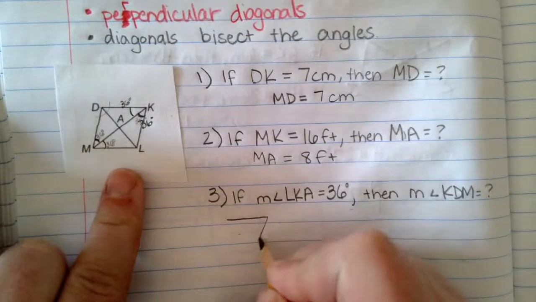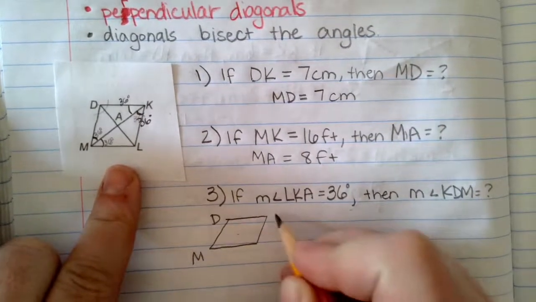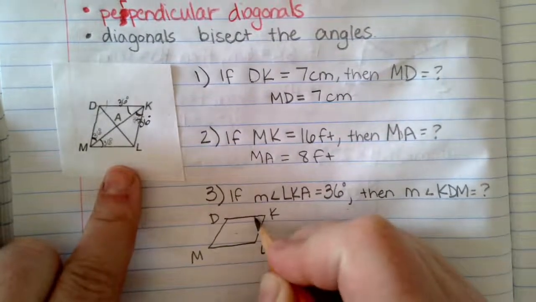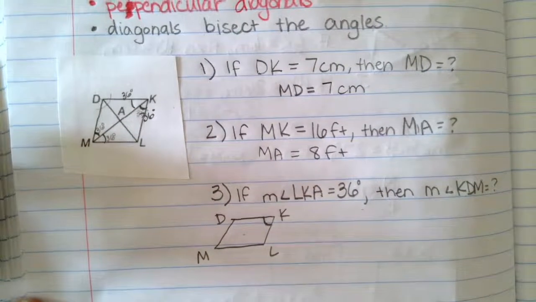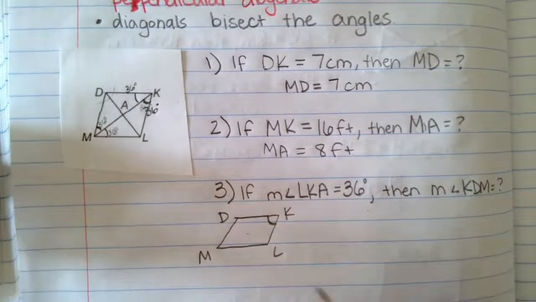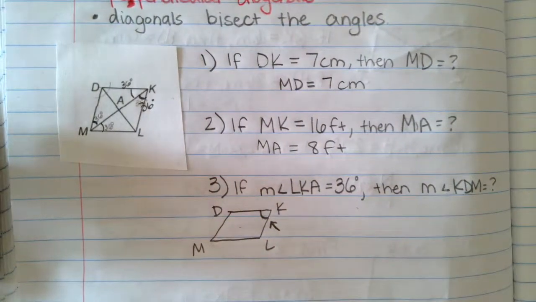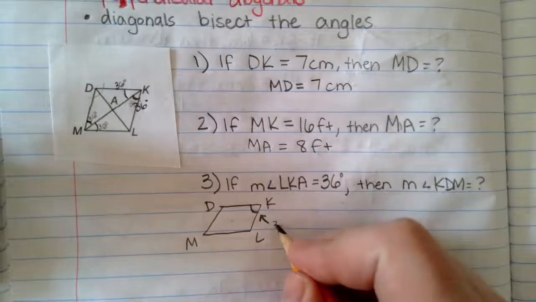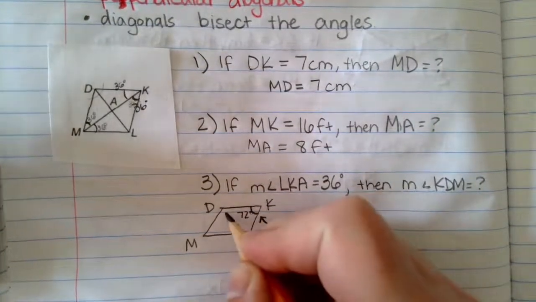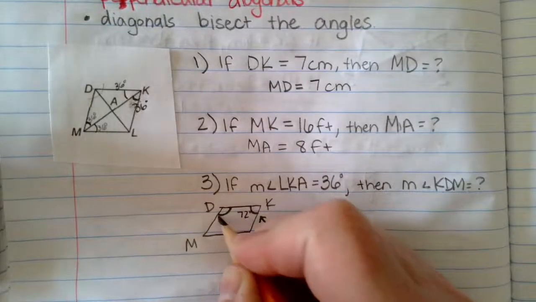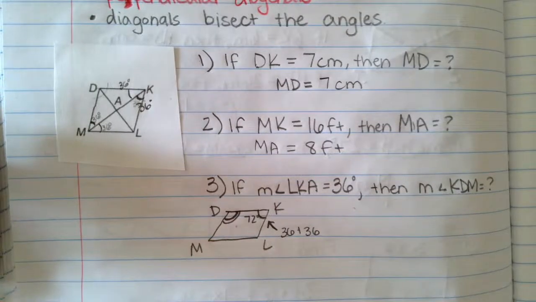that's MDKL. What is the whole angle of angle K? How would we find that whole angle? So if this is 72 degrees, how are we going to find the angle that is next to it? How do we find that consecutive angle? How do you do that?